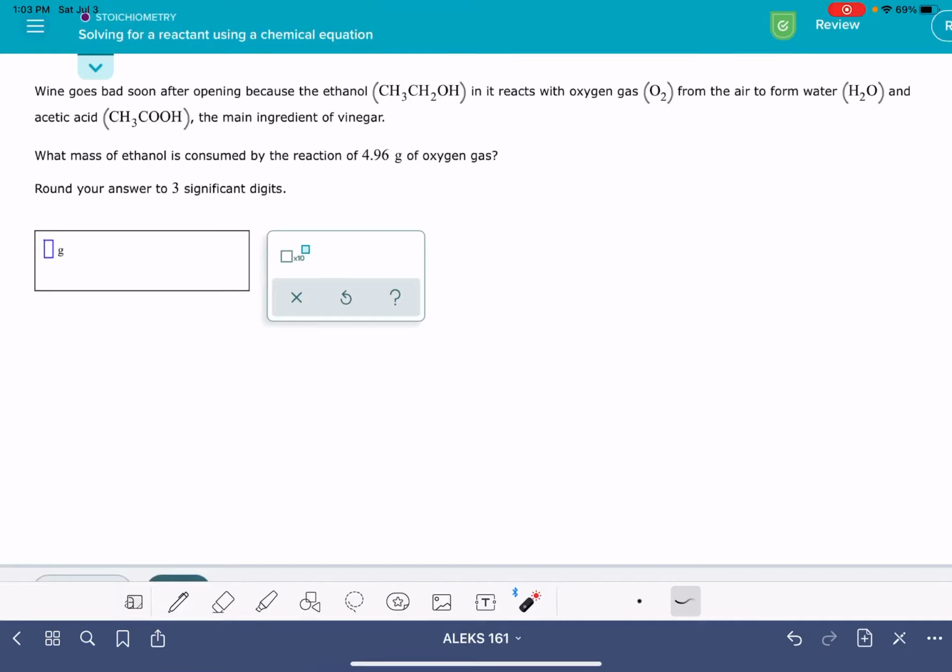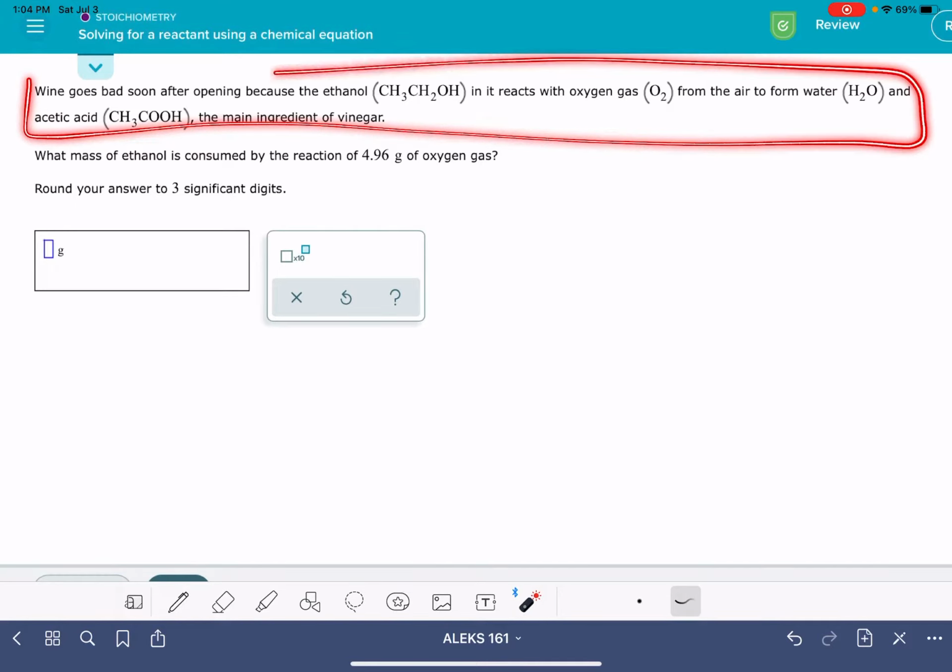In this video, I'll show you how to solve the ALEKS problem called solving for a reactant using a chemical equation. This problem is going to start off with a little story or scenario. The very first thing we need to do is take the information from this little scenario and use it to write a balanced chemical equation.